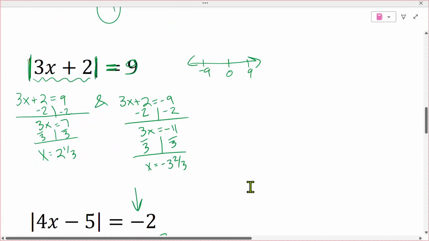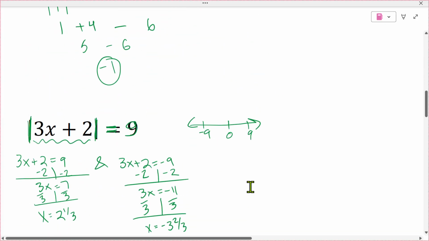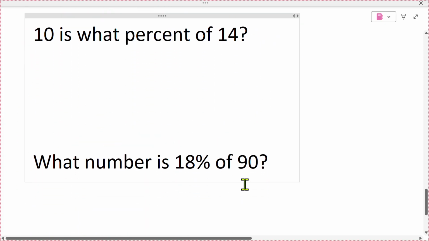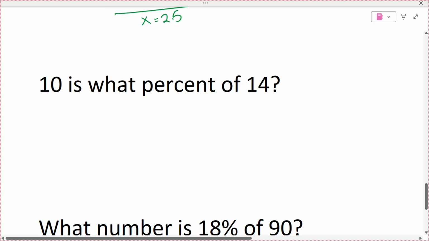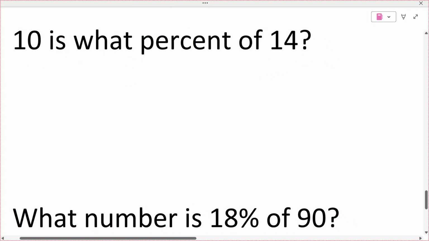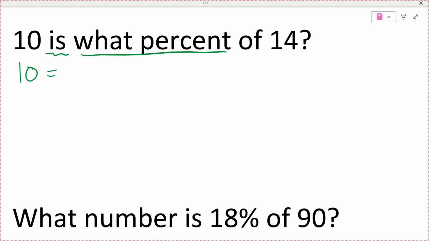Okay, so again, we started the chapter with a bit of solving equations and working with some absolute value expressions. Then we kind of moved on to this percent stuff. Again, when we're trying to calculate these what number or what percent problems, we usually start by turning the English into math. So 10 means 10, is means equals, what percent is where we're going to use a variable, of means times, and 14 is obviously 14. So again, from here, I do need to solve for the x. It's x times 14. To get rid of times 14, I would divide by 14.